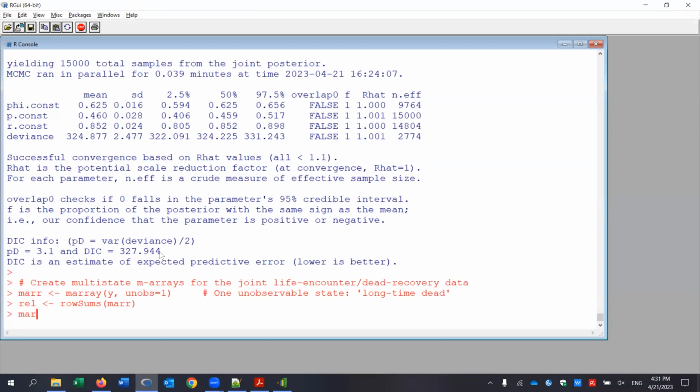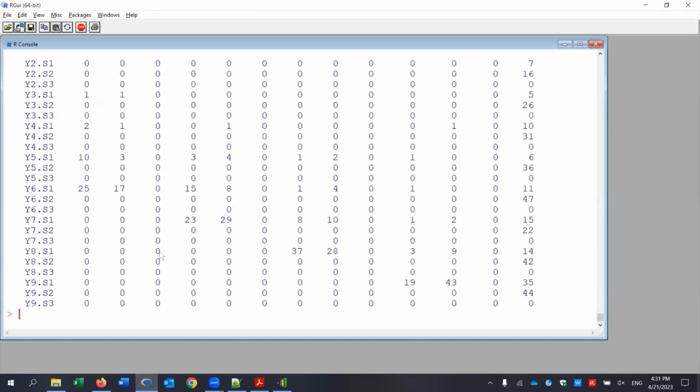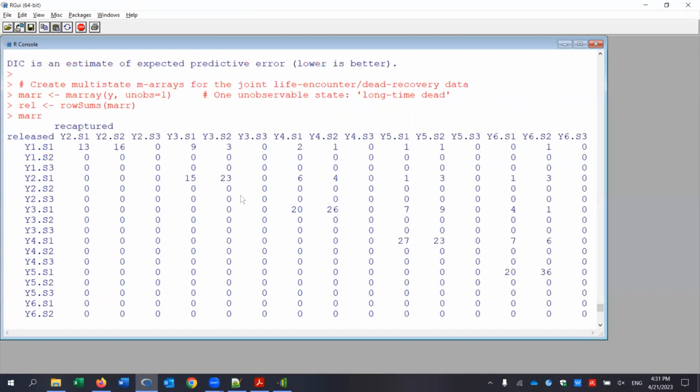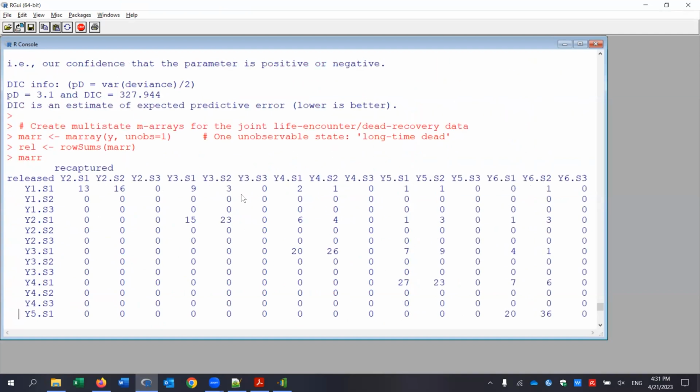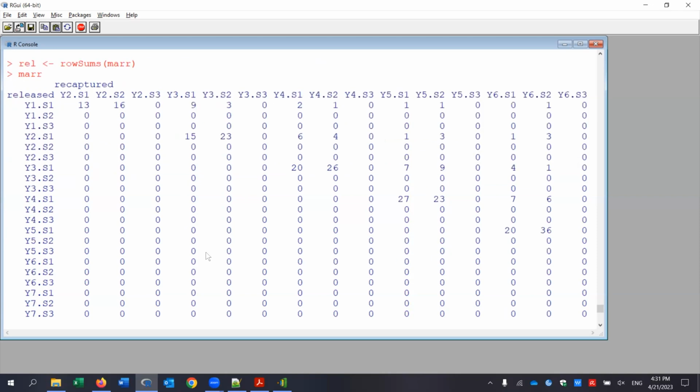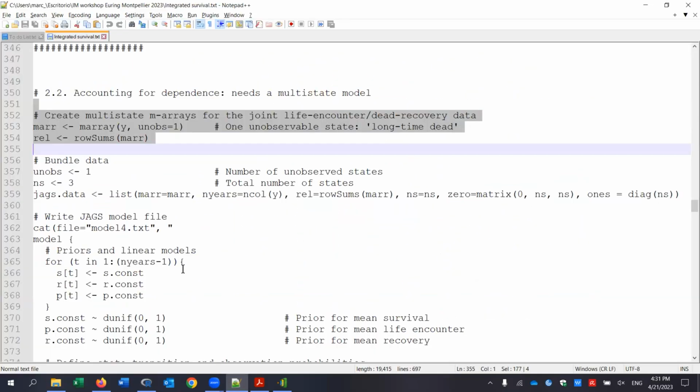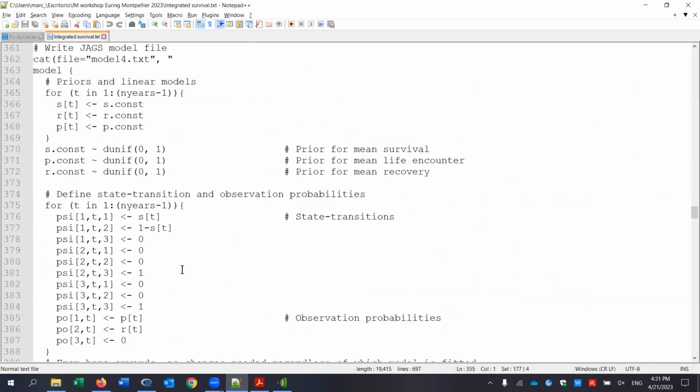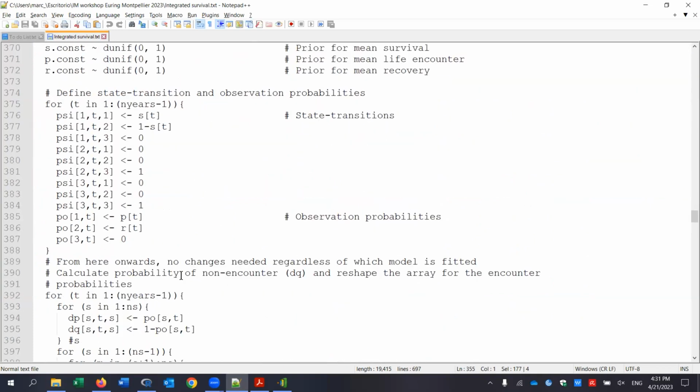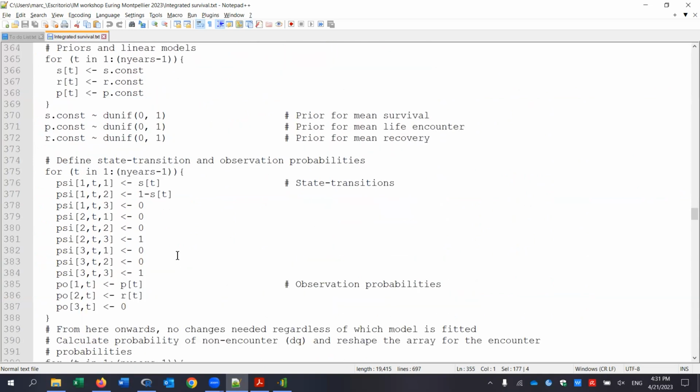We can have a look at the M array. Now it looks quite a bit bigger. That's just because each line and each row is multiplied by 3, because there are 3 states. Then the model is, well, there are different parts of the model, this multi-state model.